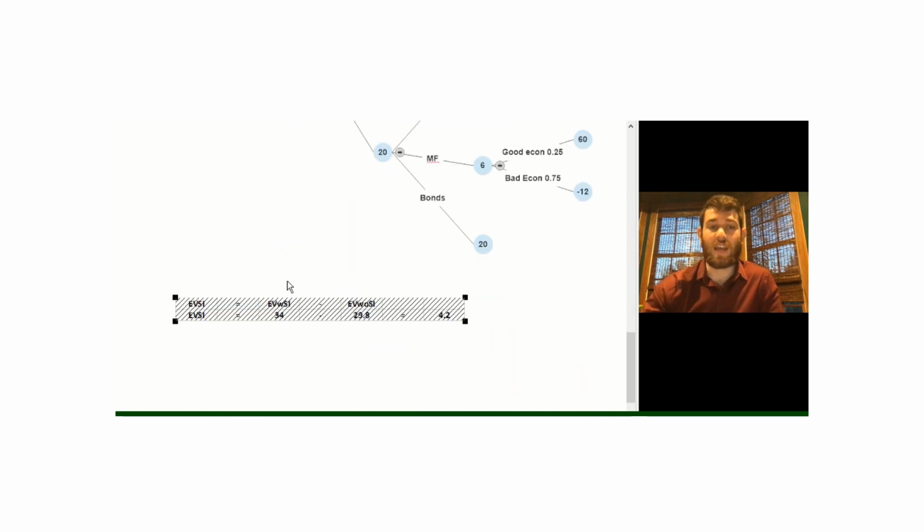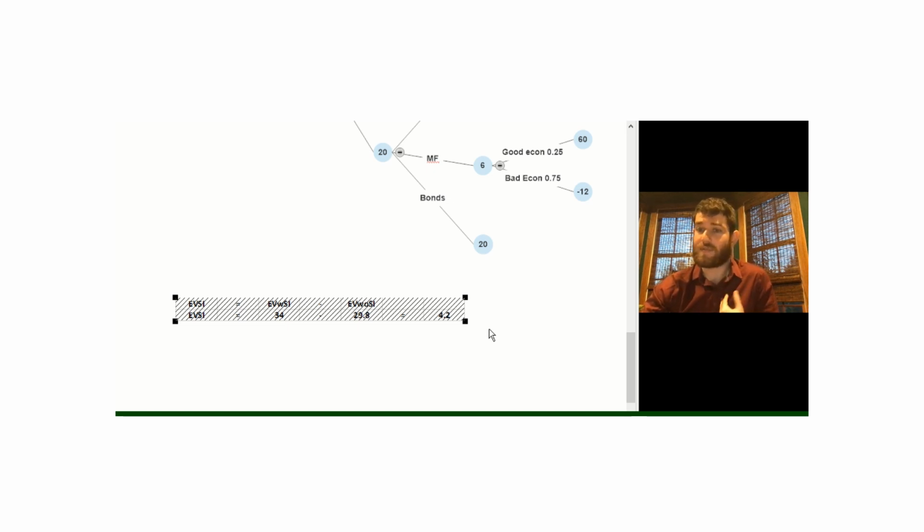So EVSI would be the expected value with sample information, hiring the analyst, of 34, and the expected value without is 29.8. Subtracting those, we get 4.2. So our EVSI is 4.2. What does that mean? That's how much we're willing to pay for an analyst or the consultant. If the consultant comes to me and says, for $4, I'll give you a report, I'll say yes. That's a great deal for me because I'm ready to pay 4.2. So anything less than 4.2, he's worth it.